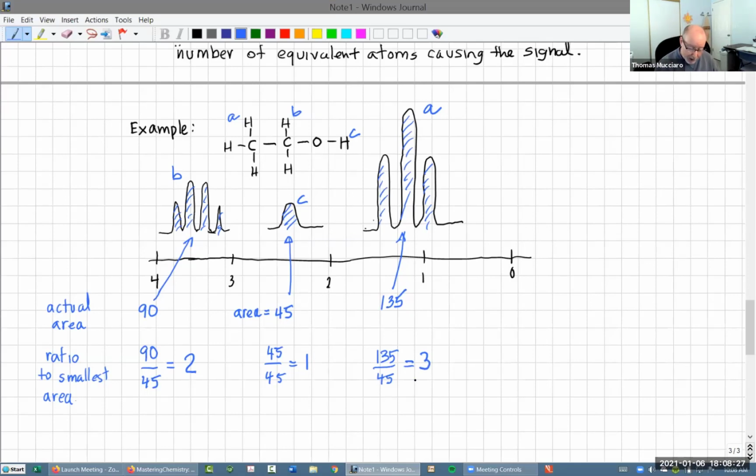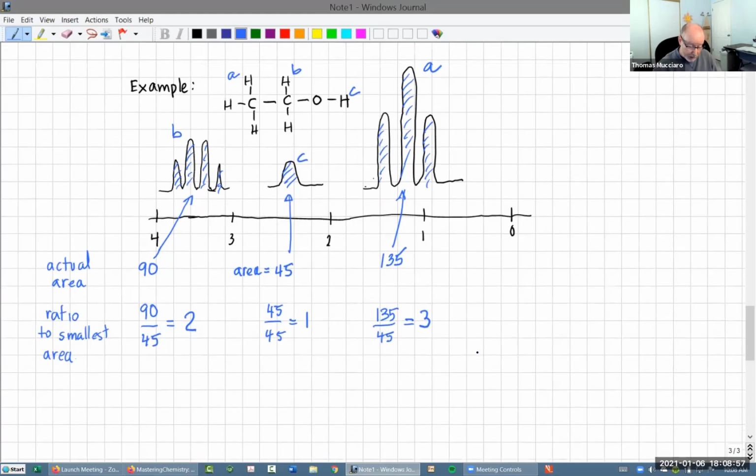So those ratios give the ratios of the number of equivalent hydrogens, right? Now, sometimes when you do this, you get a ratio like 1.5. To get those to work out, you have to have them all be whole numbers because you can't have half a hydrogen. So you'd multiply all those ratios by 2. Those would be the actual number of equivalent hydrogens. Does that make sense?